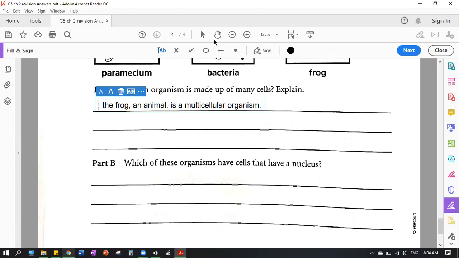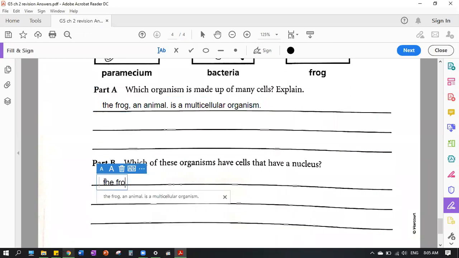Let's check people raising their hands now. Okay, we have Schlock. Yes, would you like to answer part B of this question? The answer would be frog. Yes, so only frog? And the paramecium. Yes, that's right.